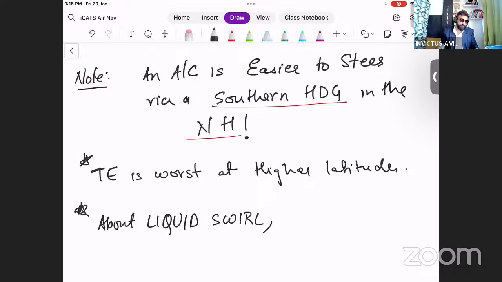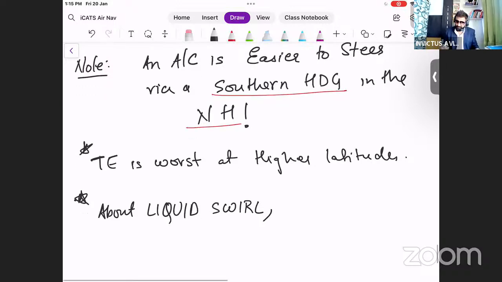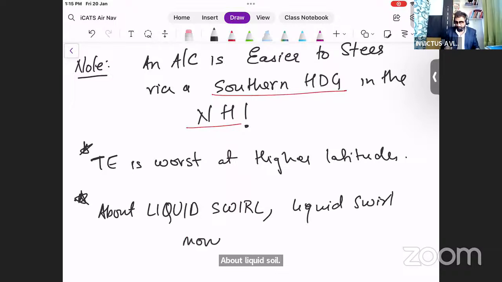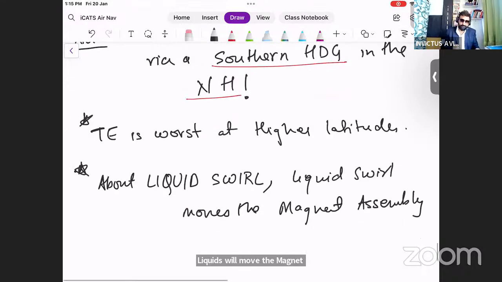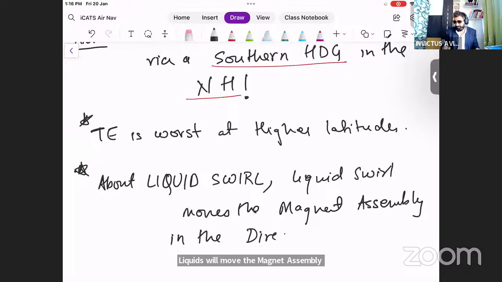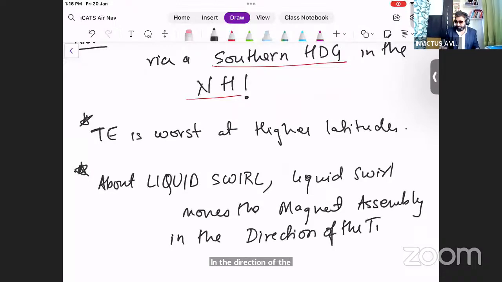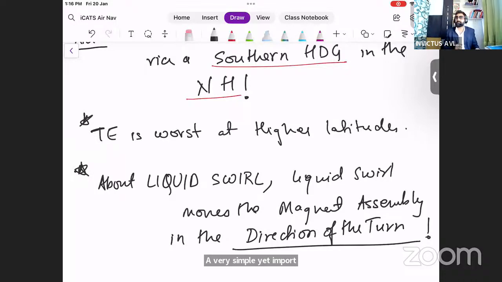About liquid swirl, liquid swirl moves the magnet assembly in the direction of the turn. A very simple yet important point.